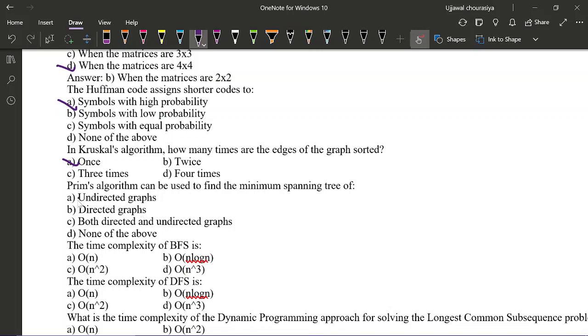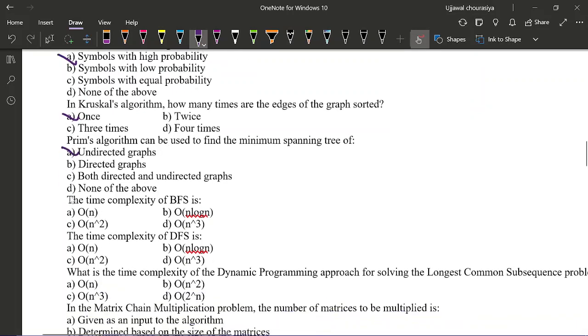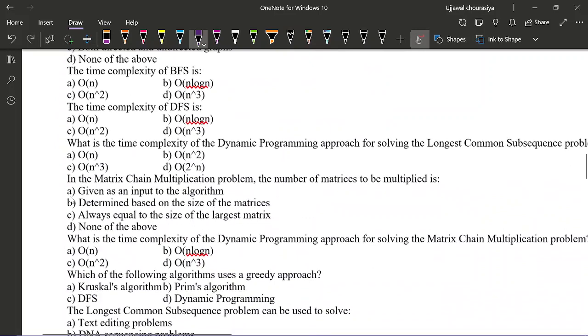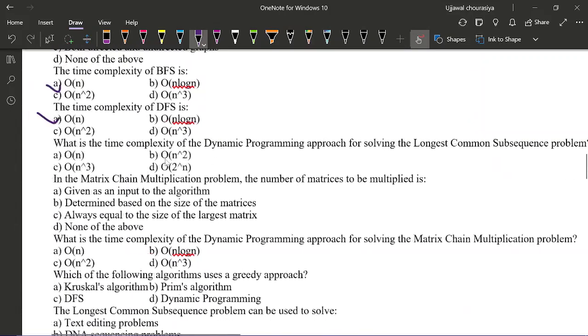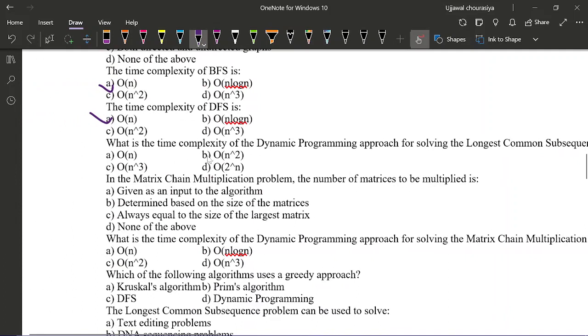Prim's algorithm can be used to find the minimum spanning tree of an undirected graph. The time complexity of breadth first search is order of n. The time complexity of depth first search is also order of n. What is the time complexity of the dynamic programming approach for solving longest common subsequence? Its answer is order of n to the power 2, n square.